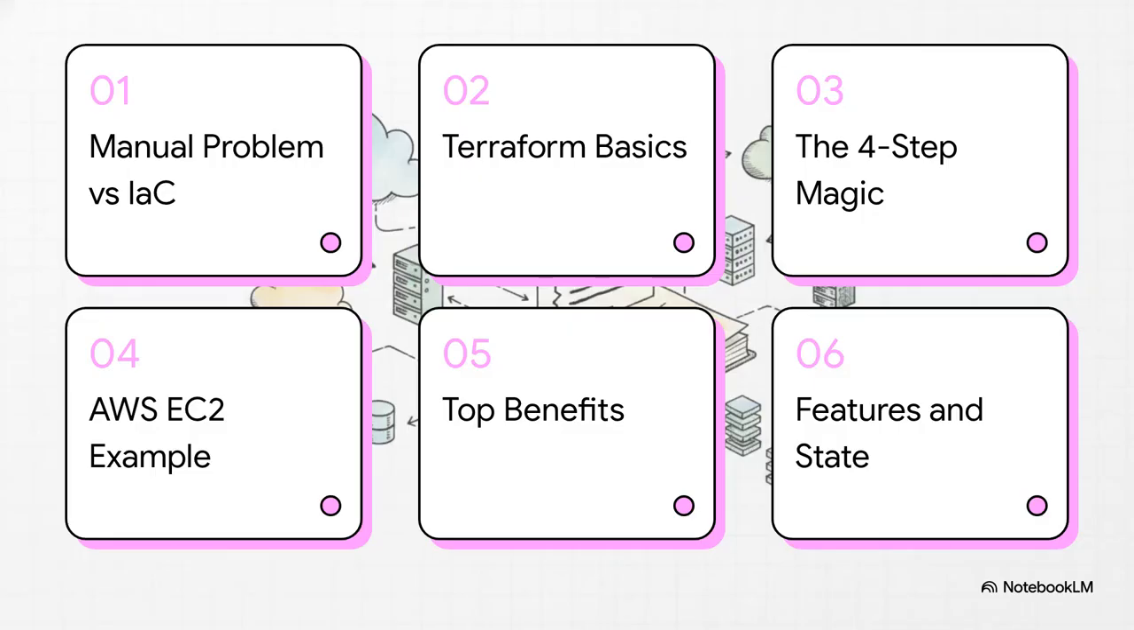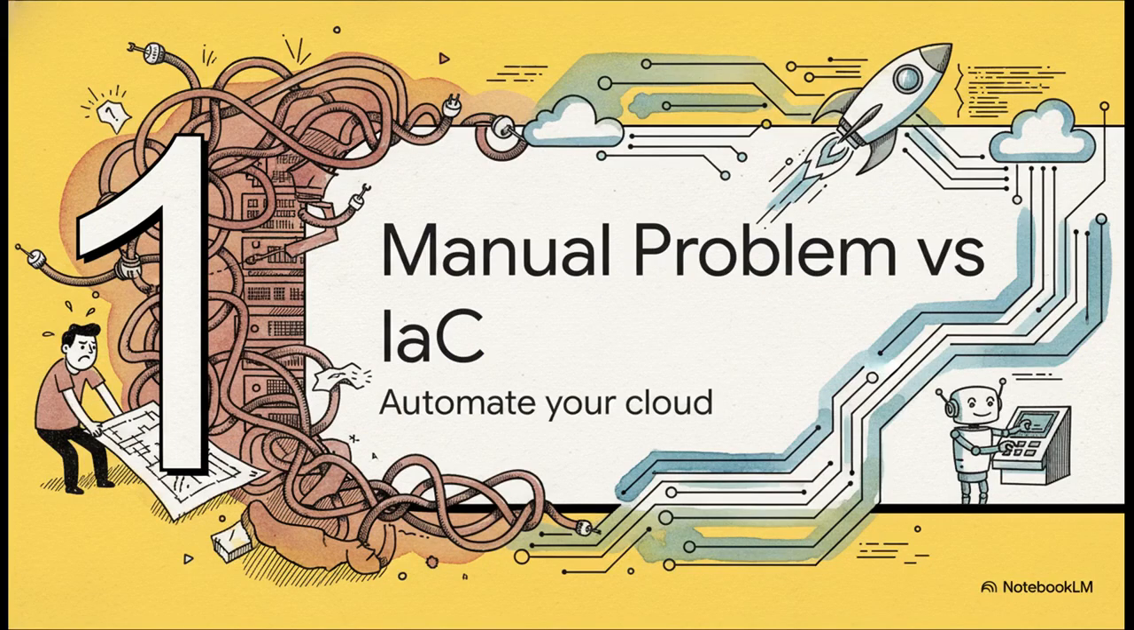Okay, so here's our game plan for today. We're going to cover the manual problem versus infrastructure as code, run through Terraform basics, learn the four-step magic workflow, look at a real-world AWS EC2 example, check out the top benefits, and finally, wrap up with advanced features and state.